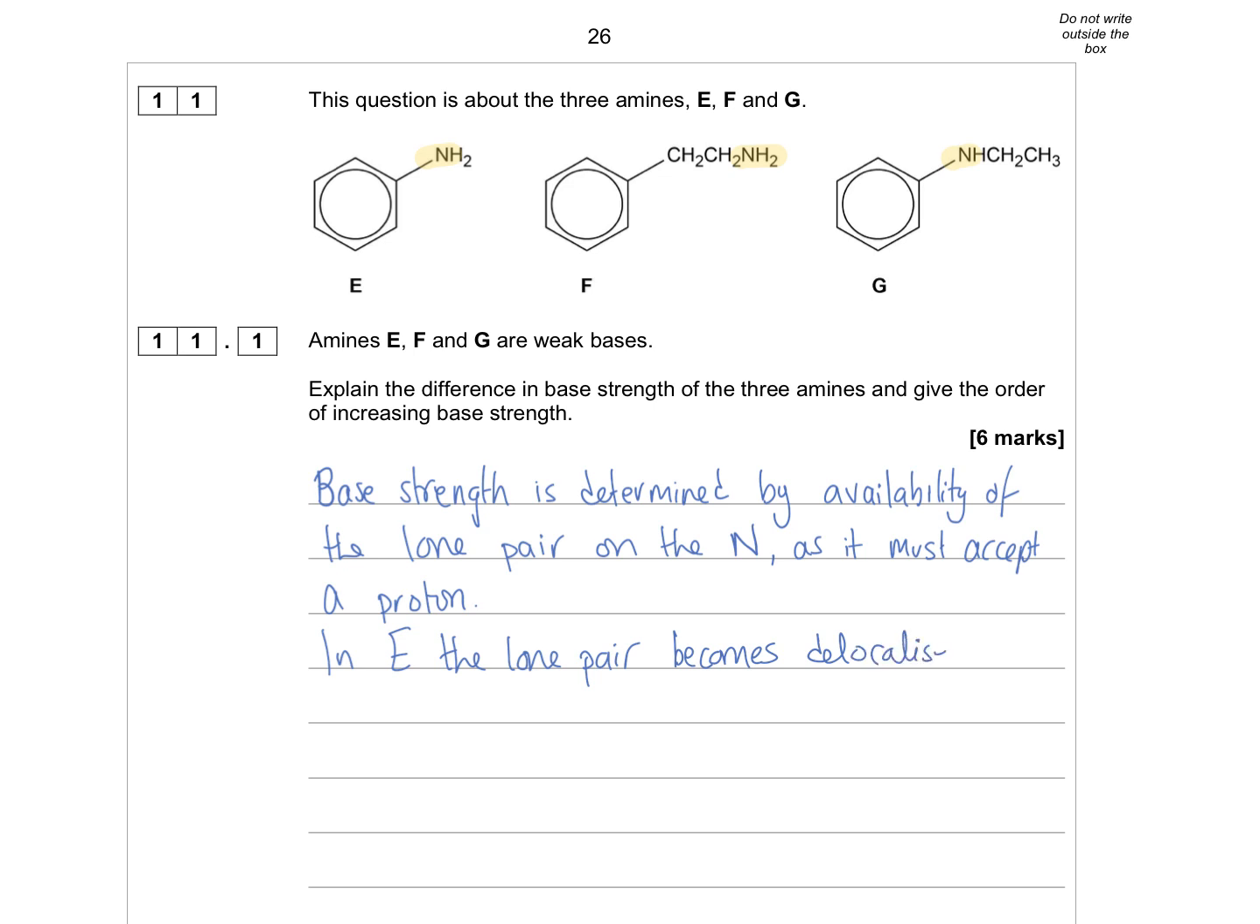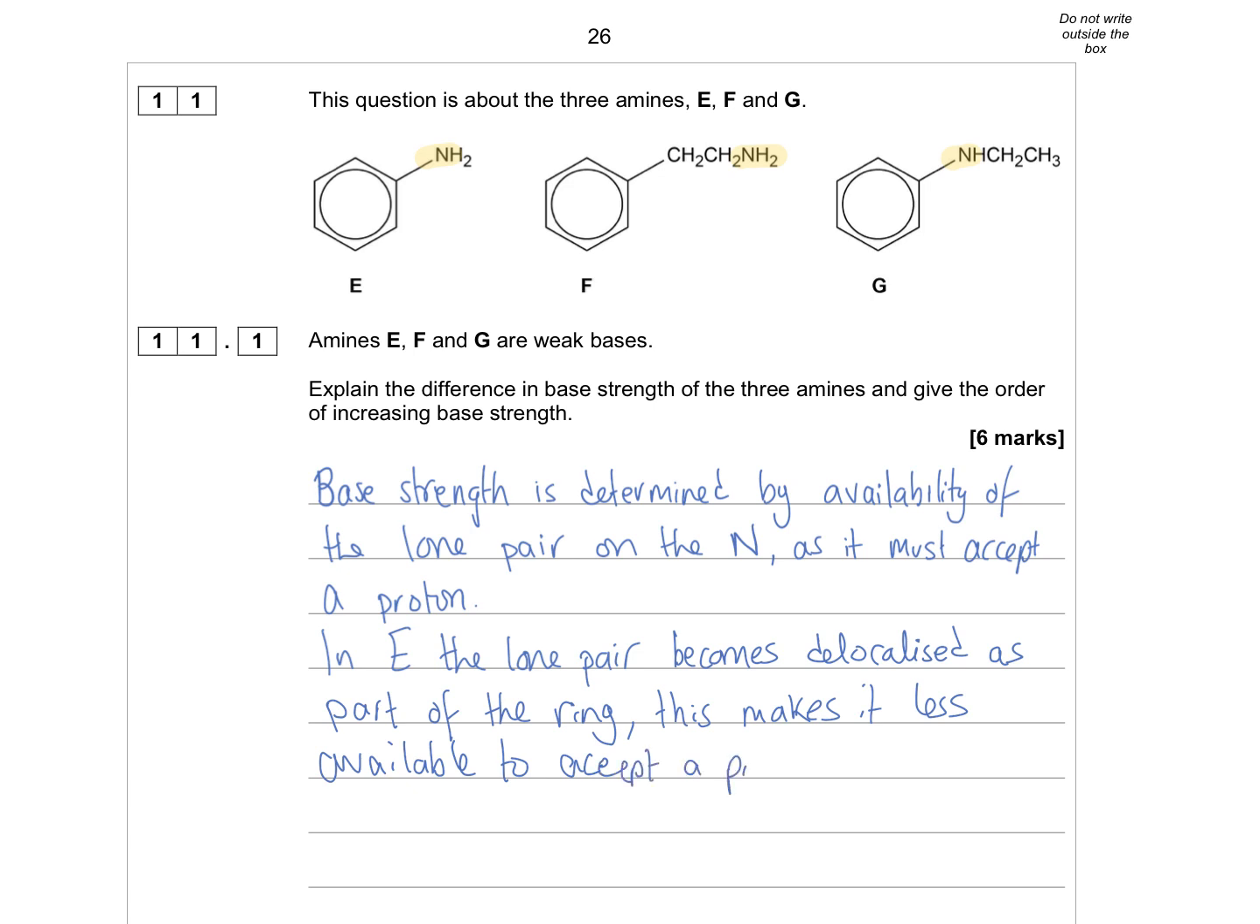Now, alkyl groups actually push electrons towards the nitrogen and have an inductive effect. So the more alkyl groups there are on an amine, a tertiary amine would be a stronger base than a secondary amine, and a secondary amine would be a stronger base than a primary amine. The more alkyl groups there are, the more of an inductive effect they have, and the more they push and make available that lone pair so that it's able to accept protons.